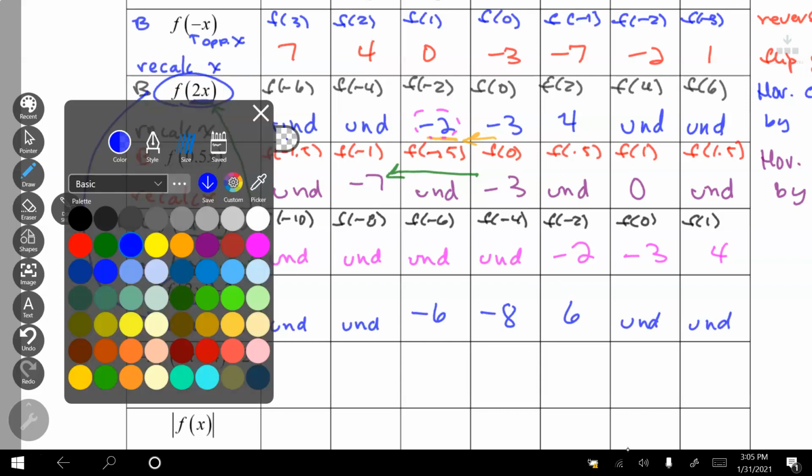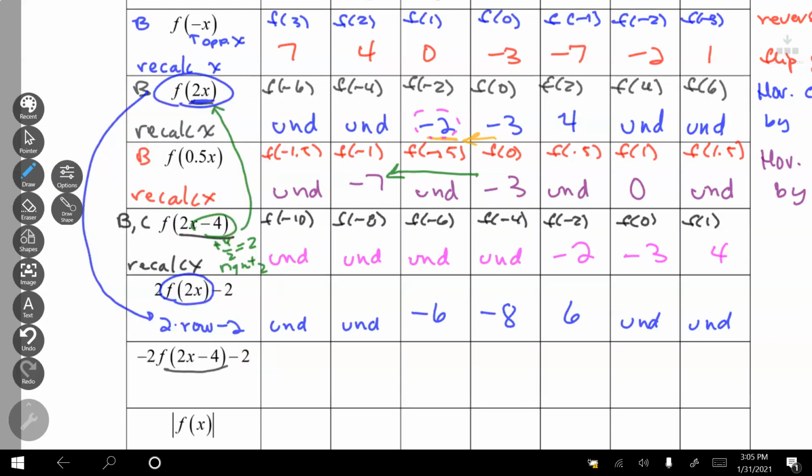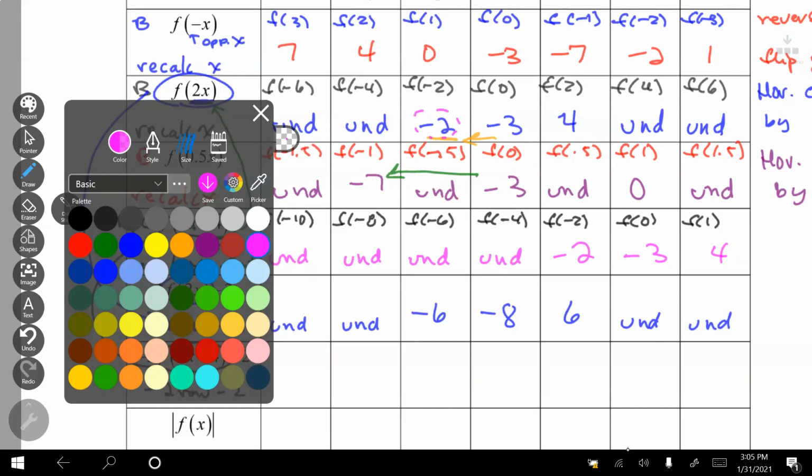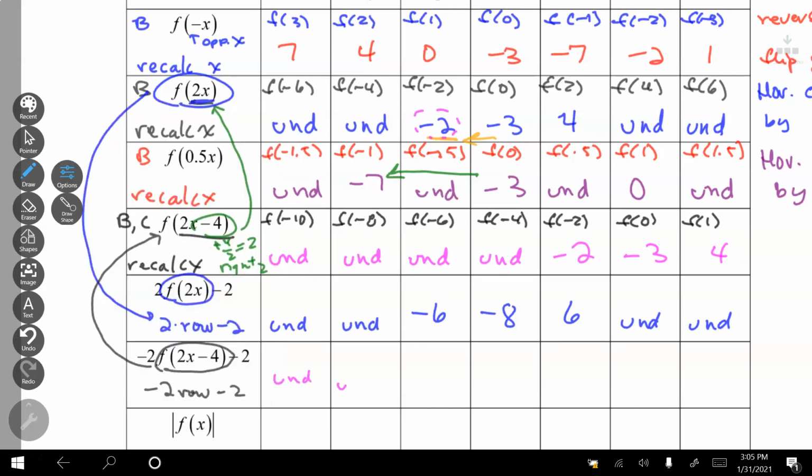And again, I'm going to do the same thing here. I'll do it in black. I already have done this 2 rows above it. So I'm going to take negative 2 times that row and minus 2. Well, this one here in pink that I just did is all undefined until I get here. So I have to do negative 2 times that is 4 minus 2 is 2. Negative 2 times this is 6 minus 2 is 4. And negative 2 times this is negative 8 minus 2 is negative 10. So you don't have to start from the beginning.